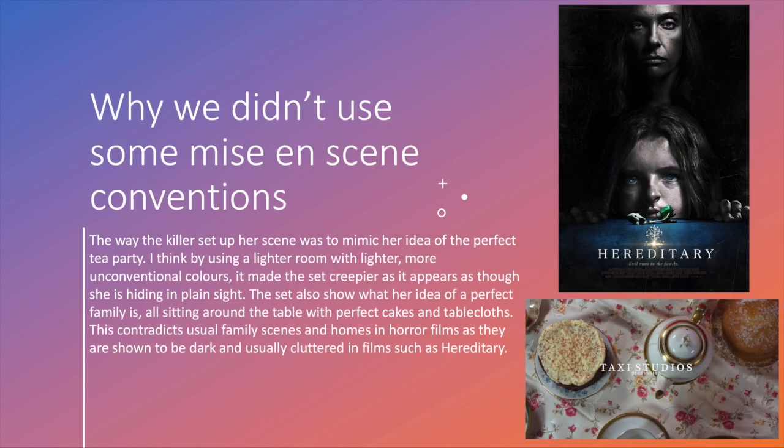The way the killer set up her scene was to mimic her idea of the perfect tea party. I think by using a lighter room with lighter, more unconventional colours, it made the set creepier as it appears as though she is hiding in plain sight. The set also shows what her idea of a perfect family is, or sitting round a table with perfect cakes and tablecloths. This contradicts usual family scenes in homes and horror films, as they are shown to be dark and usually cluttered in films such as Hereditary.